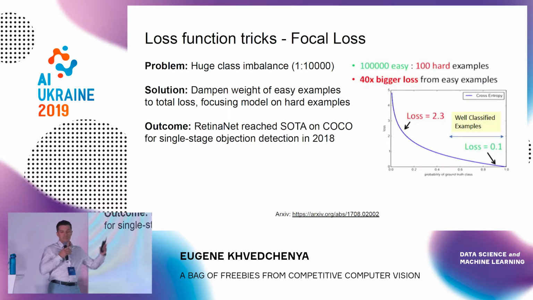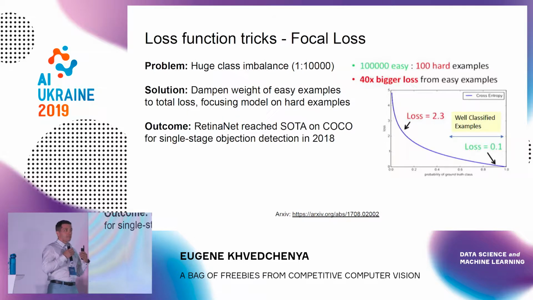For example, in this case, we have 40 times bigger loss from the easy samples than from the hard samples. And in this case, basically, the model cannot learn anything and cannot converge. So this was a problem that the authors of RetinaNet faced. And RetinaNet is a single-stage object detector that reached state-of-the-art performance in 2018.